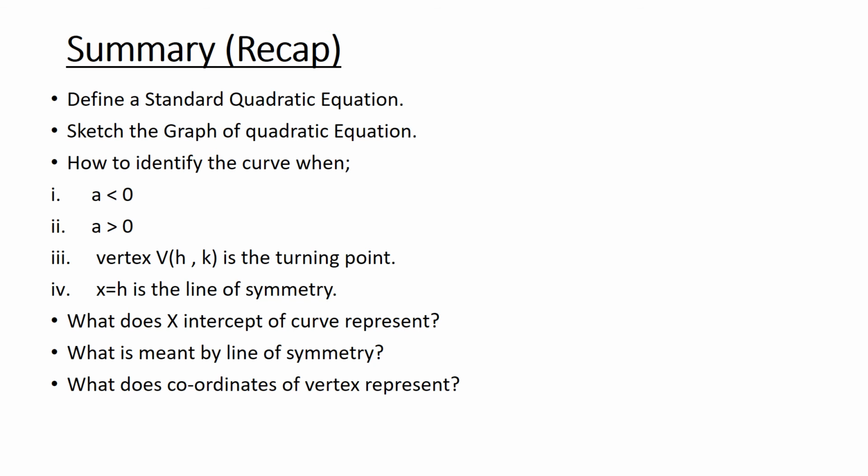Now its summary or recap. What is the standard quadratic equation? How can you sketch the graph of a quadratic equation? How can you identify the curve when a is less than 0, and a is greater than 0? What are the coordinates of the vertex V(h, k)? And how can you find the equation of the line of symmetry, x equals h? What do the x-intercepts of the curve represent? What is meant by line of symmetry? And what do the coordinates of the vertex represent?